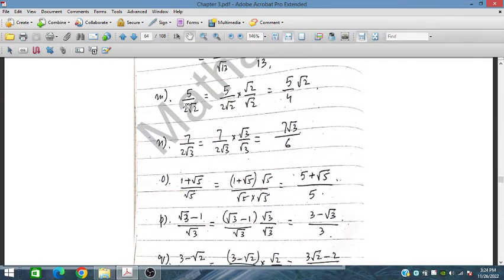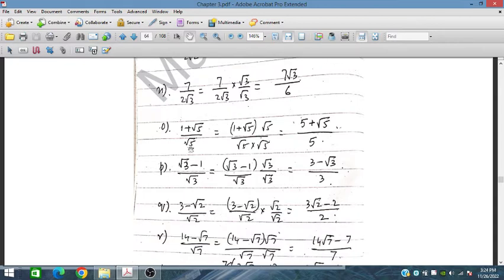5 upon 2 under root 2. So we multiply by under root 2, numerator and denominator. So this becomes 4, and this is 5 under root 2. So this is rationalized. Similarly, this is under root 3 minus 1 divided by under root 3, multiply by under root 3 both sides. So this becomes 3, and 3 minus under root 3.